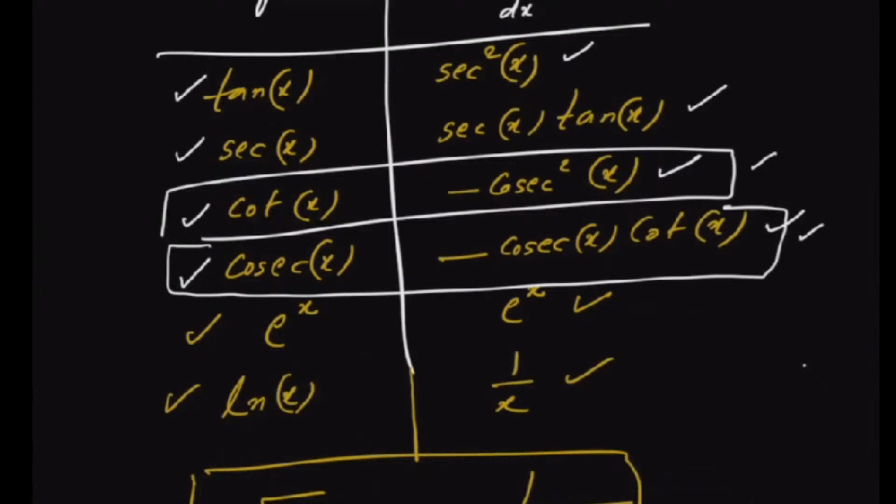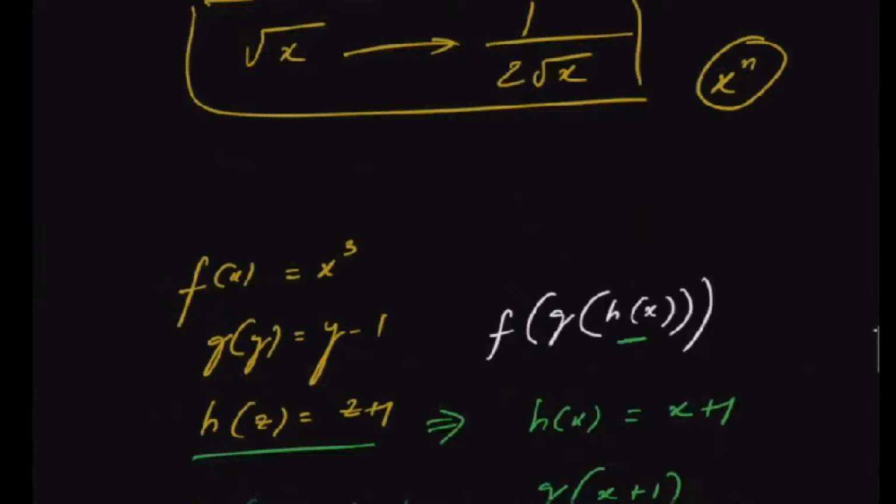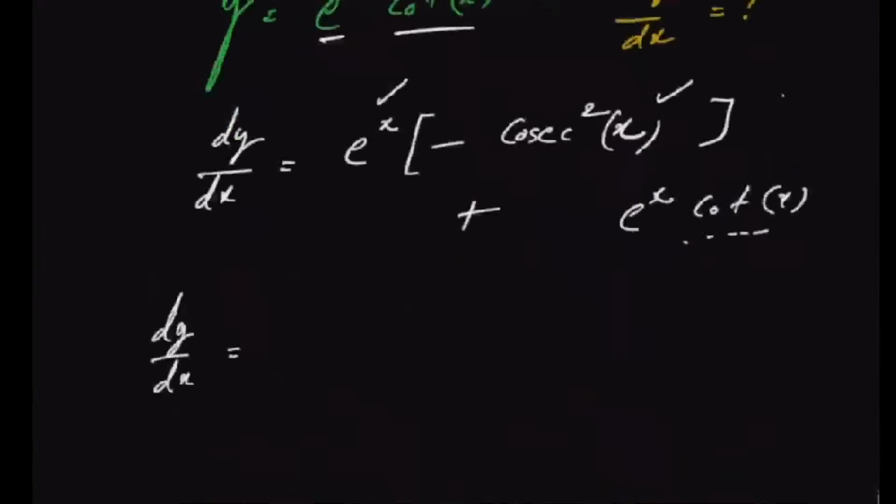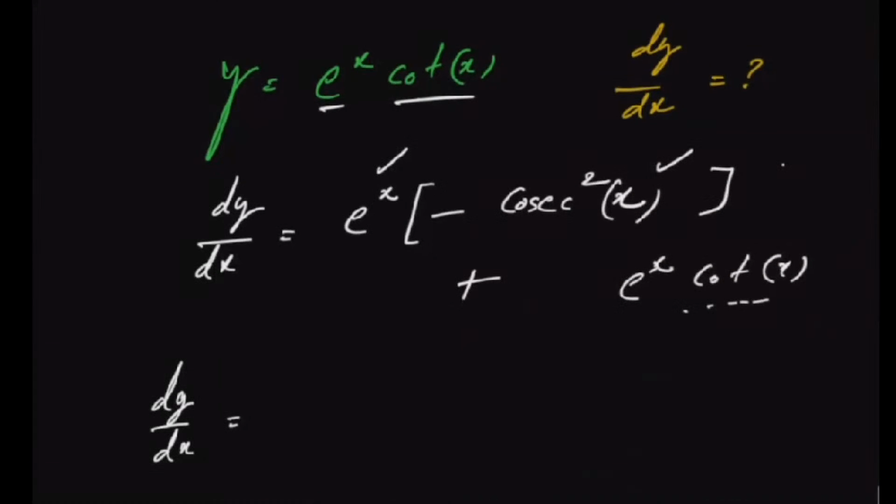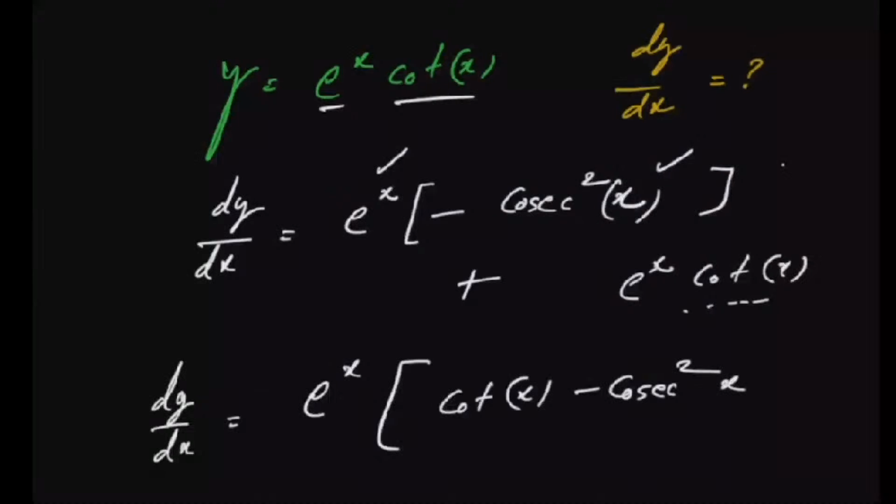So the correct derivative for cot x is minus cosecant square x. Okay, let me come back. So here we made a mistake. So I'm replacing it with minus cosecant square x. So now e power x, if I take common, what will I get? Cot x minus cosecant square x. This is your answer.